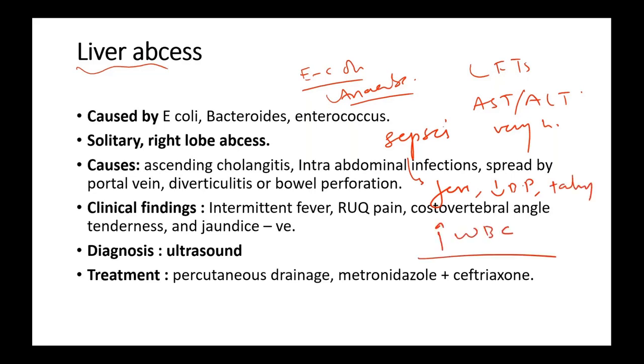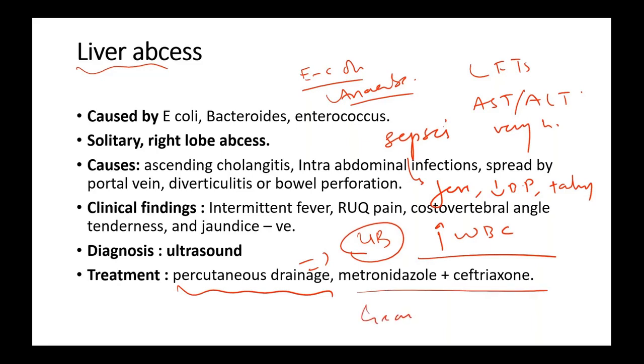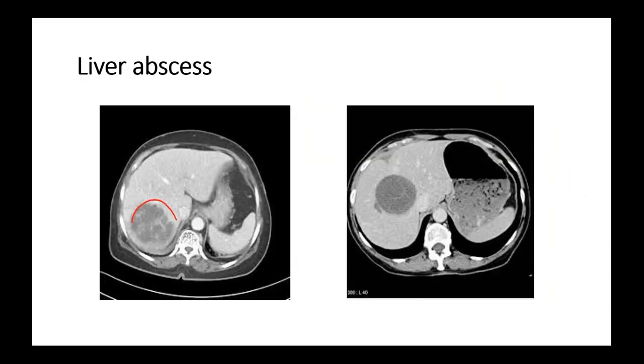Because the liver enzymes are high, you will do the ultrasound of the liver, and then you will see the abscess in the liver. So treatment is percutaneous drainage, and then you have to give them antibiotic. You have to cover gram-negative organism with ceftriaxone, and for anaerobic coverage, you can use Flagyl, metronidazole. This is solitary liver abscess. It requires percutaneous drainage plus antibiotic. This is on the CT scan.